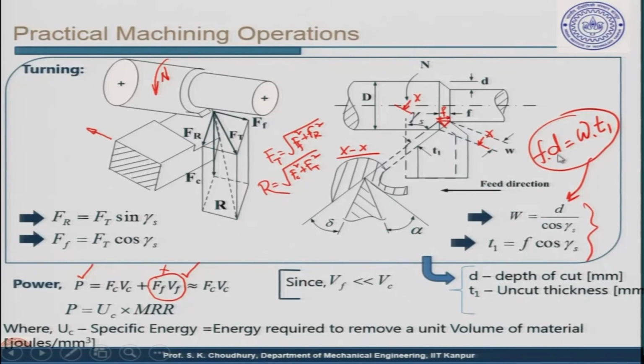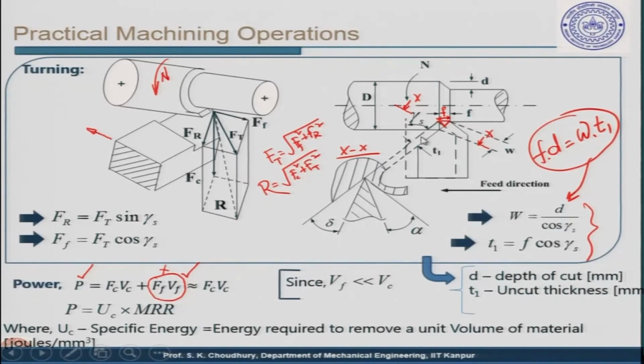Here is the two dimensional schematic. This is the feed, which I said is the linear movement of the tool, millimeter per revolution of the workpiece. Therefore, the feed unit is given as millimeter per revolution. The geometric parameters are the width of cut, the depth of cut, the feed, and T1. T1 is the uncut thickness.